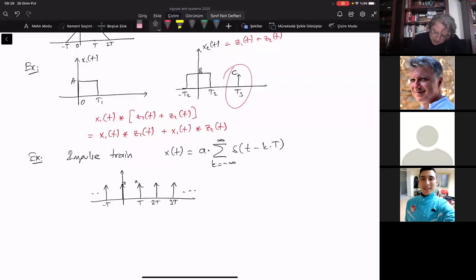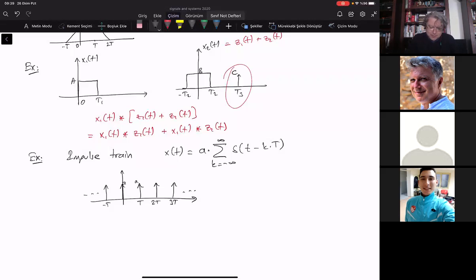So it goes on like this. It's like a comb that you use when you comb your hair. It's called an impulse train. And convolution of anything with an impulse train makes infinitely many replicas of that shape just around these impulses.